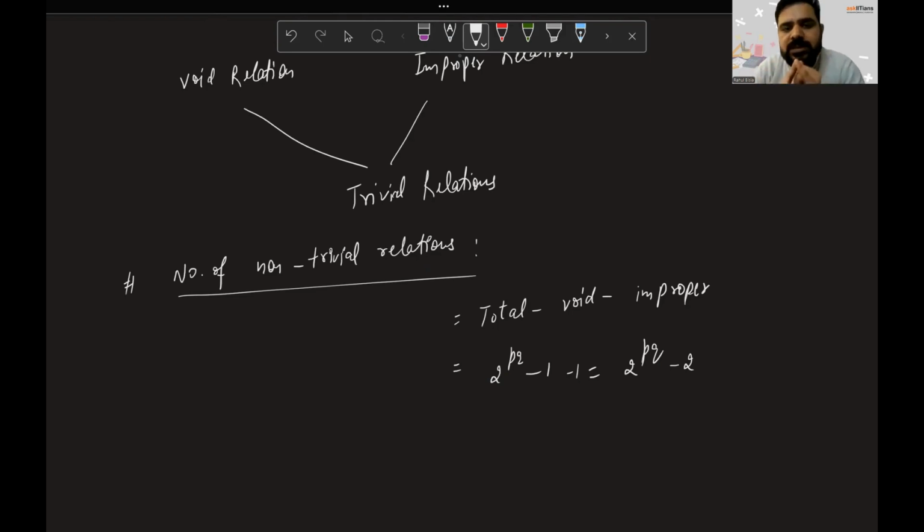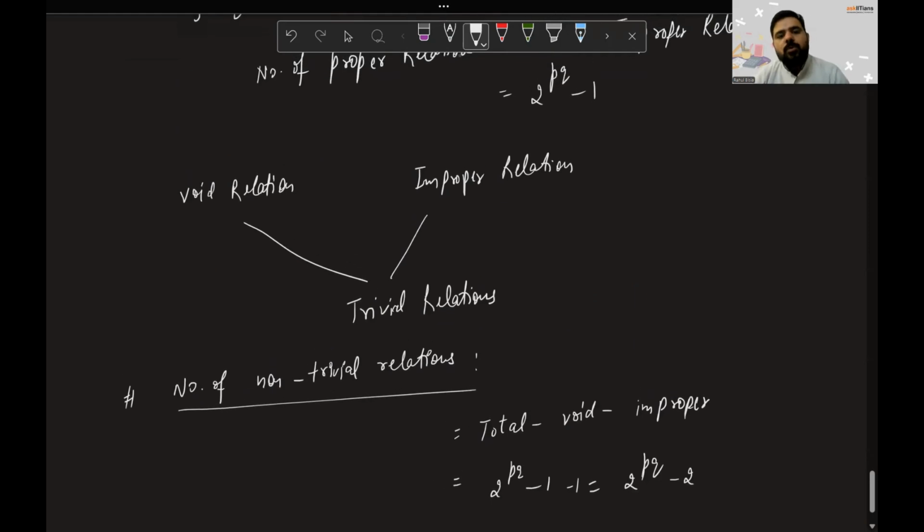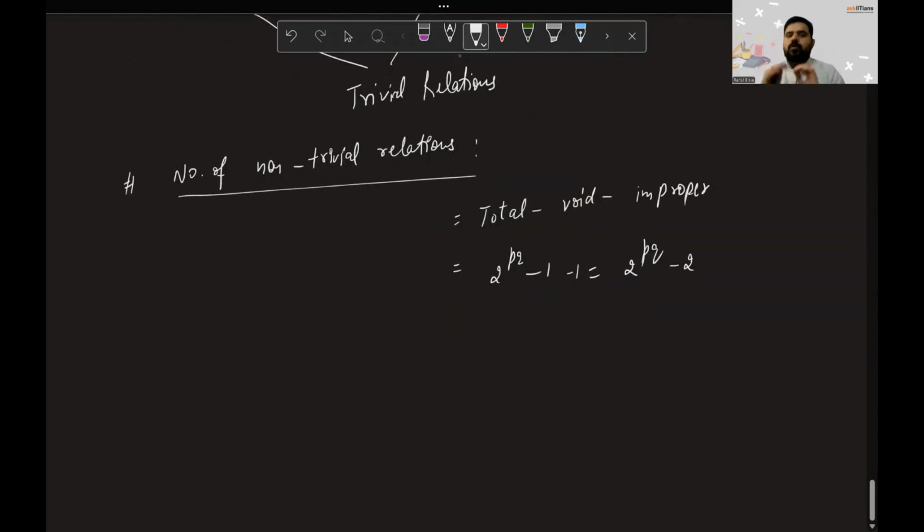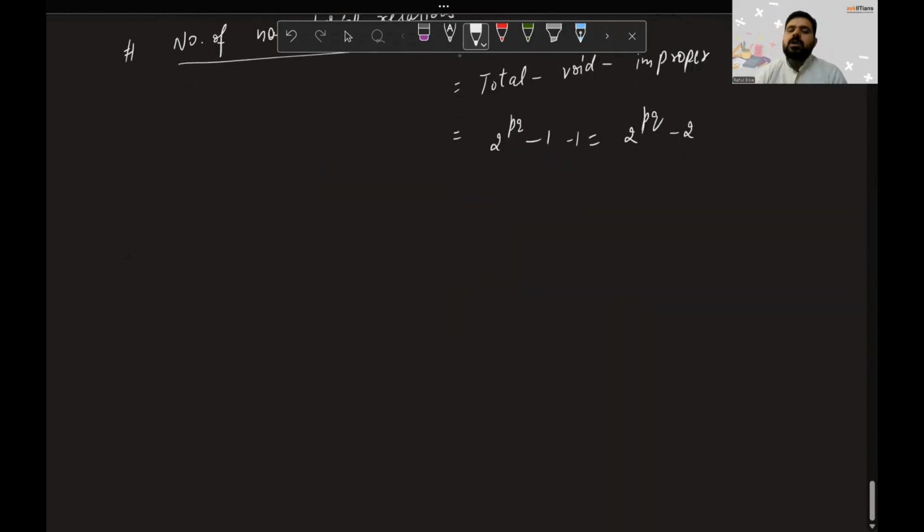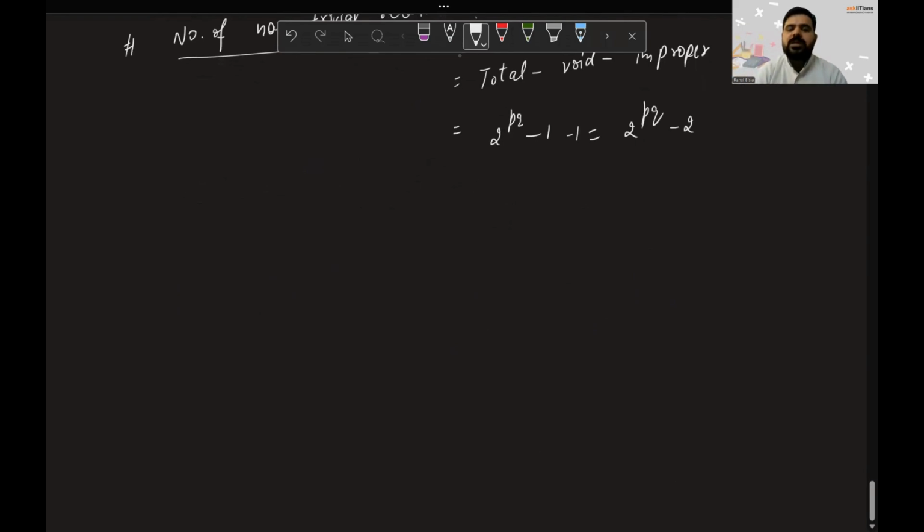So I hope we do understand that a relation is just a subset of the cross product. We have a basic idea about what a relation is. Then we understood that it's just a subset of the cross product. After that, we studied its domain, range, codomain, and after that, we saw the total number of relations, then non-void and non-trivial or proper relations. All those things we've seen, right?